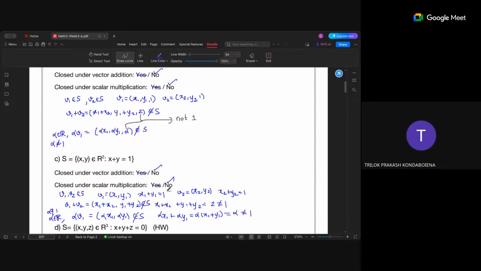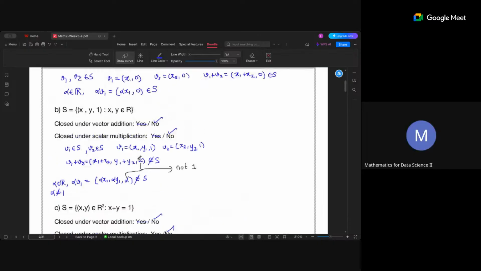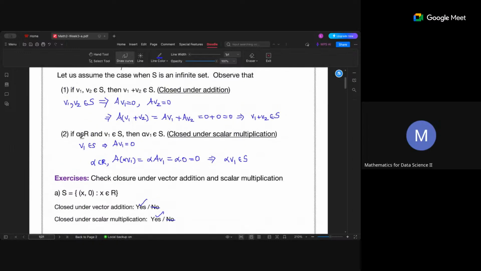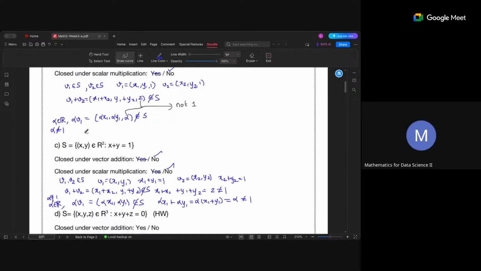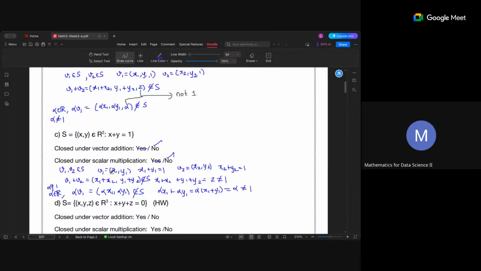Okay. Ma'am, why are we taking alpha not equal to 1 as a condition? See, this condition here should be true for any alpha in R. Right. So if I take alpha equal to 1, then in that case the condition will be satisfied. But for alpha not equal to 1, the condition fails. Okay, you understand?